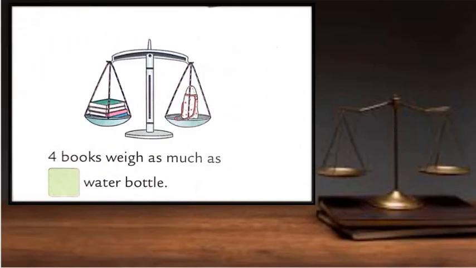Four books weigh as much as dash water bottle. Now see, on this side of a weighing scale there are 4 books. Here we have 1 water bottle. So we can say that 4 books weigh as much as 1 water bottle.